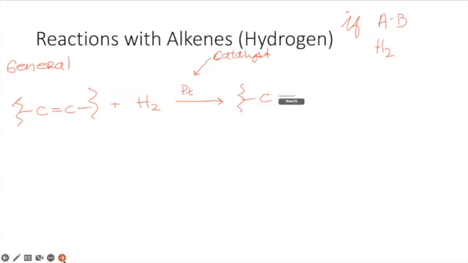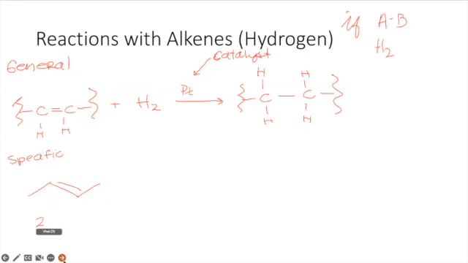So we're going to reduce that double bond, and we're going to add a hydrogen to each carbon. And again, there was already implied hydrogen, so I'm just going to go ahead and write them all out. So a more specific example, 2-butene.